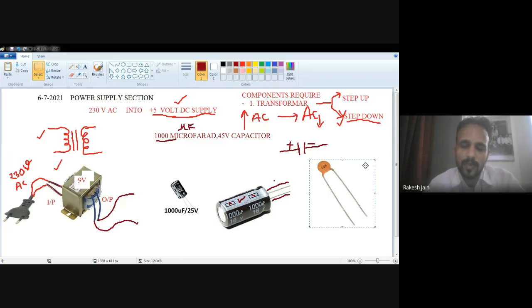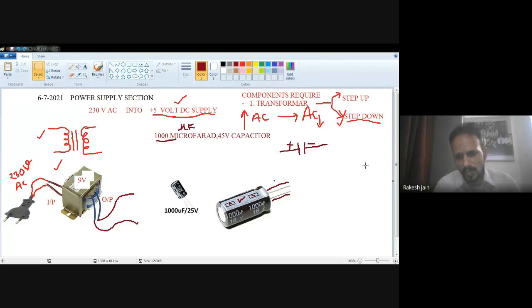One more example: we know that on the room fan, or the motor which we use at our home, or in the cooler, there is a capacitor, a white color capacitor, a large size capacitor. So that is also a non-electrolytic capacitor, because no plus and minus is there. That is also a non-electrolytic capacitor.